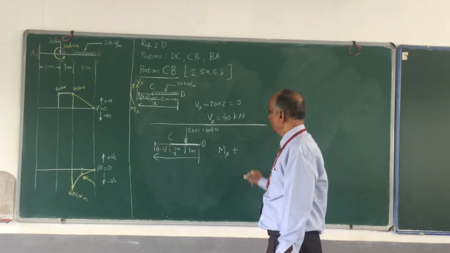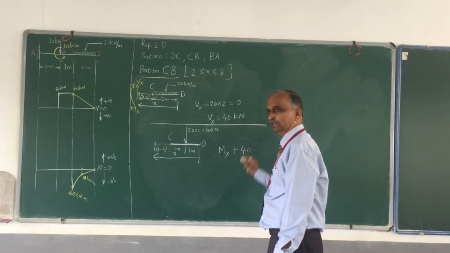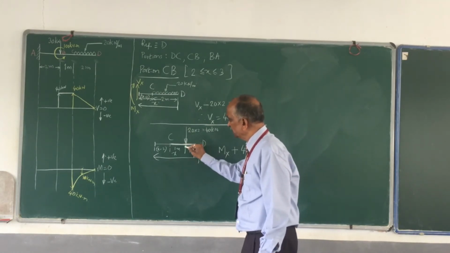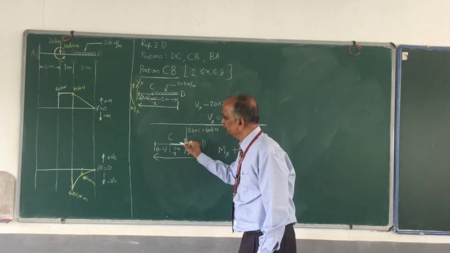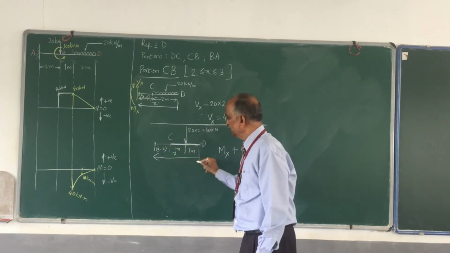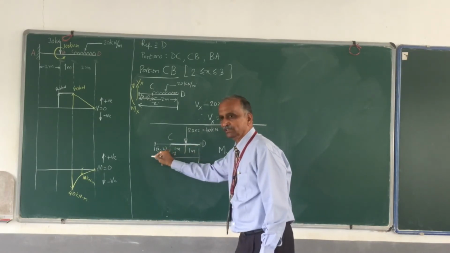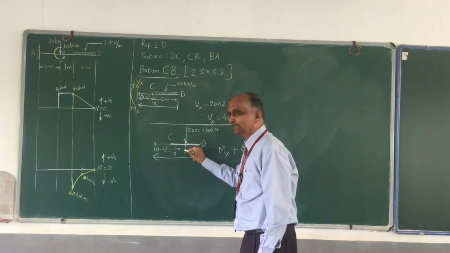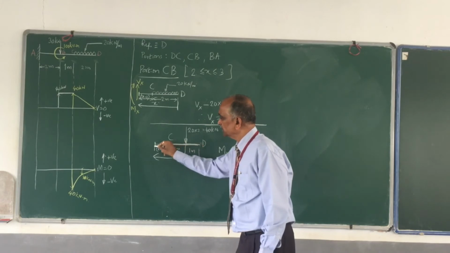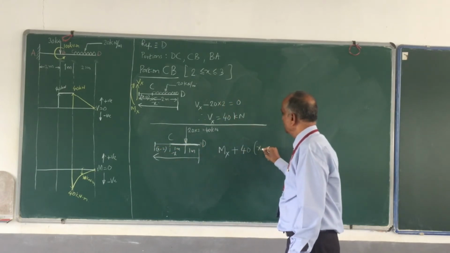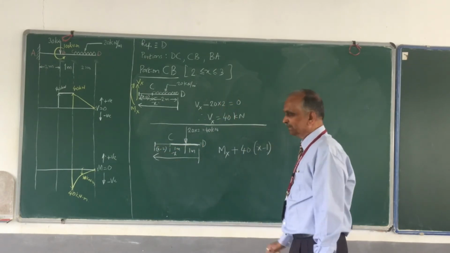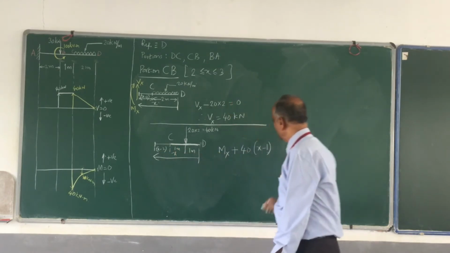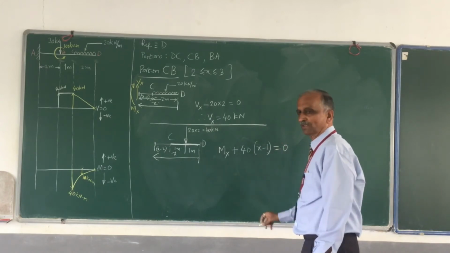Then how much is the force? Force is 40 kN. And what is the distance? The distance between this point and this point. How much is that? So I know from here to here is x, and this is 1 meter, and therefore this to this is nothing but x minus 1, or in other words x minus 2 plus 1, the same thing. This is equal to 0.